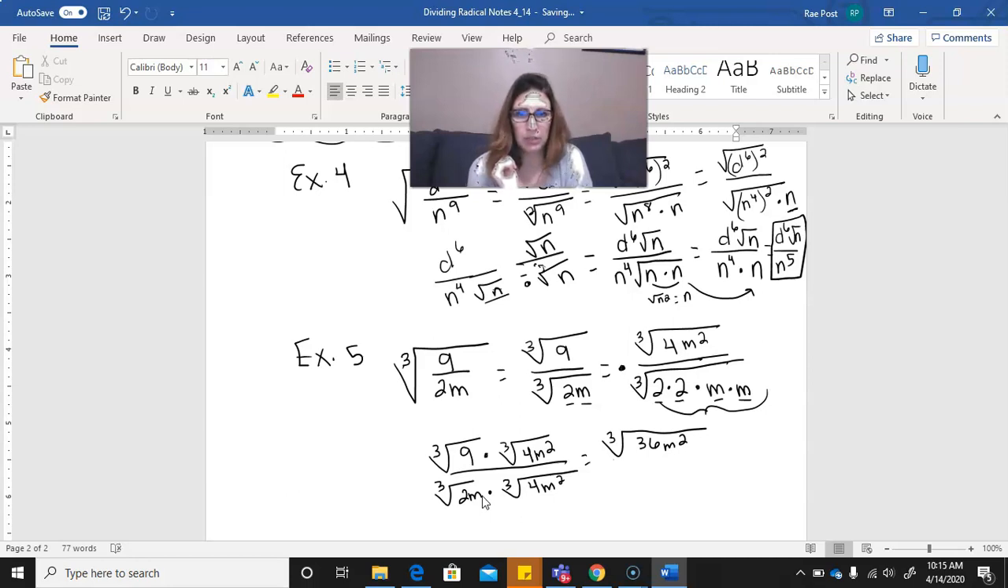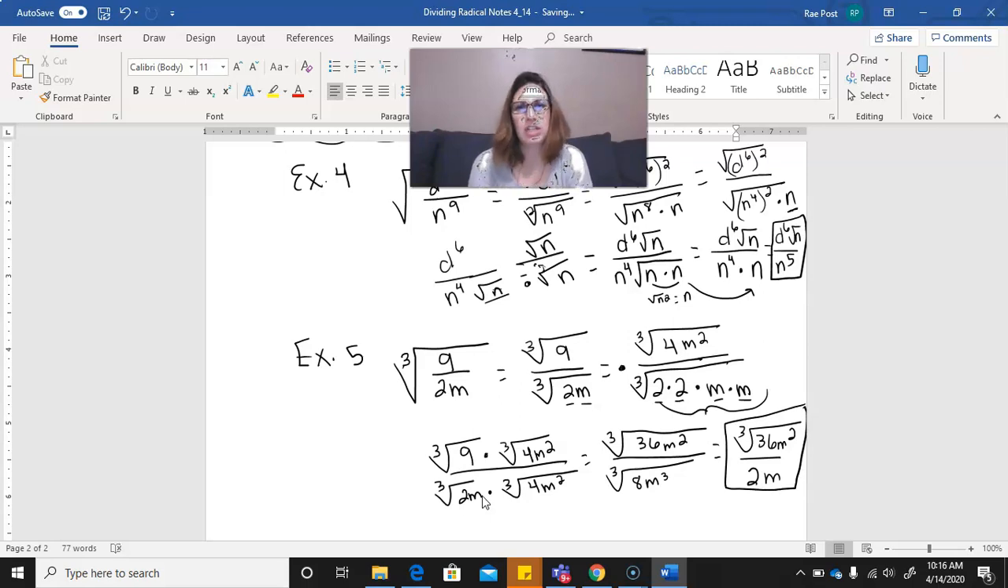I don't see a perfect cube up there, so that's okay. And then my denominator is going to be the cube root of 8, or in this case, 2 times 2 times 2, m times m times m, right? 8m cubed. That's a perfect cube. Look how cool that is. So the cube root of 8 is 2. The cube root of m cubed is m, and my numerator is just the cube root of 36m squared. And that is it. We followed the rules.